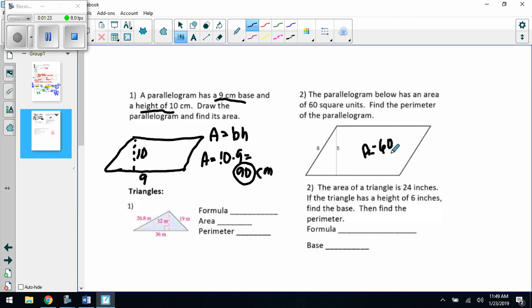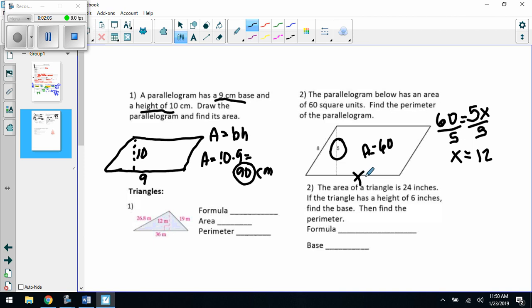Well, if we know the area is 60, we do not know the base. So we're going to figure that out by solving for x. So we need to know the base. If we know the area is 60, we're going to come over here and work out what we know. 60 equals the base times the height. In this case, we don't know the base, but we do know that the height is not 8, but it's 5. So in this case, it will be 5 times x. It's a one-step problem to solve for x. And now we know that our base is equal to 12.